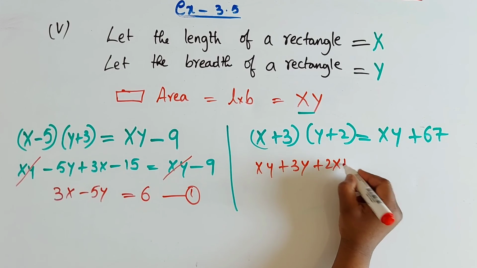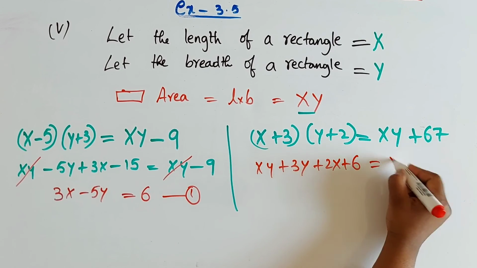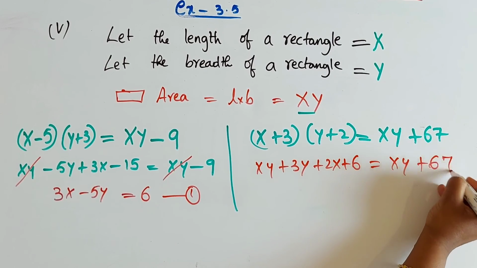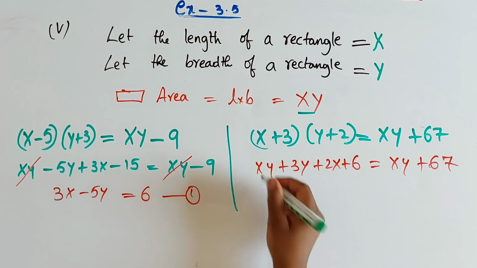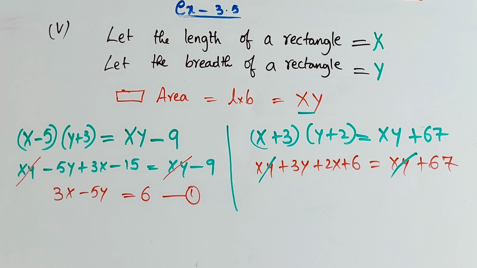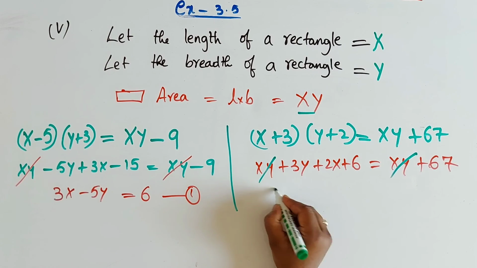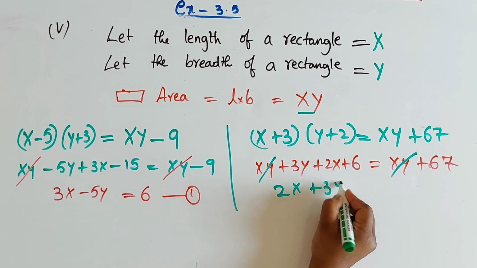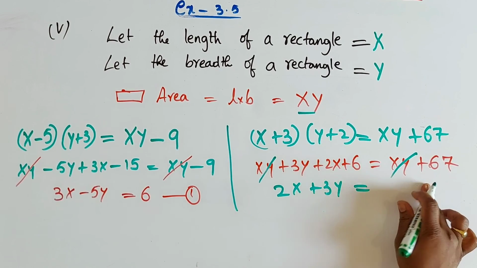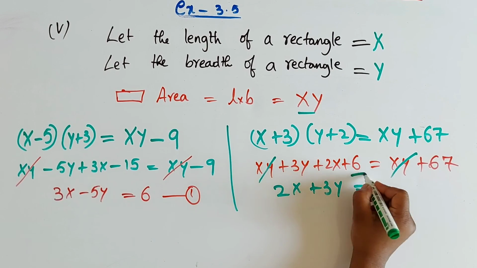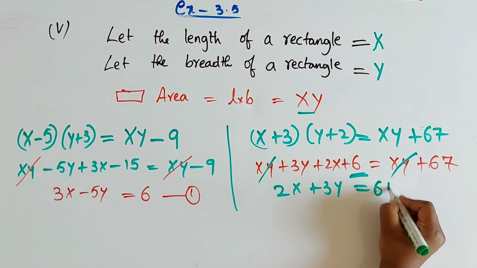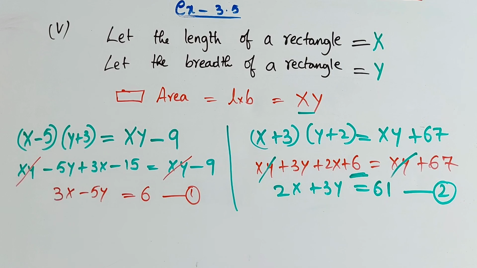Again plus 2 into 3, 6. That equals xy plus 67, children. Here we have xy and here also we have xy. Let's get it cancelled. Now the equation is 2x plus 3y equals 67 minus 6, children. 6 will go to the right hand side. So this will be 61. This is the second equation, children.